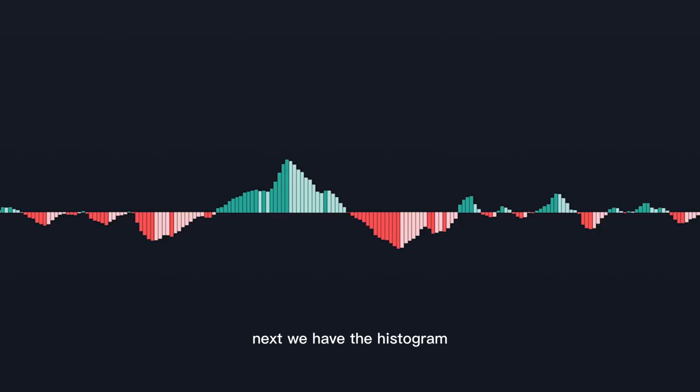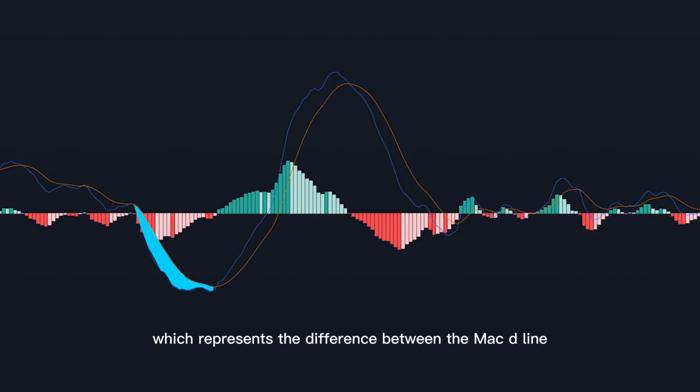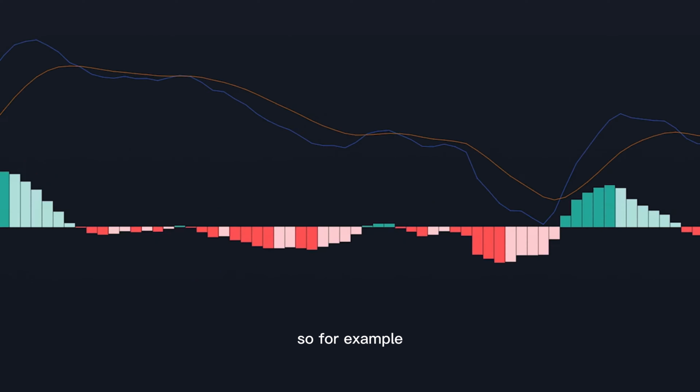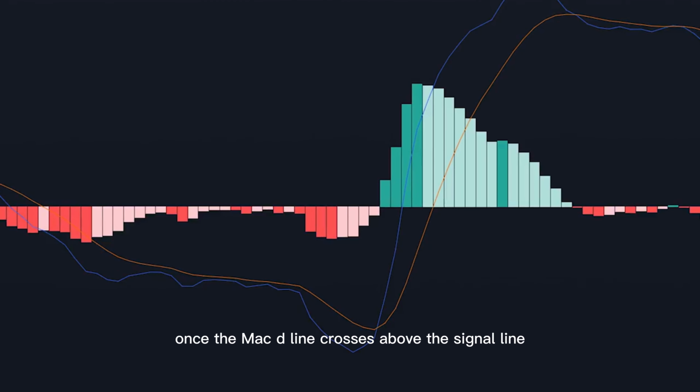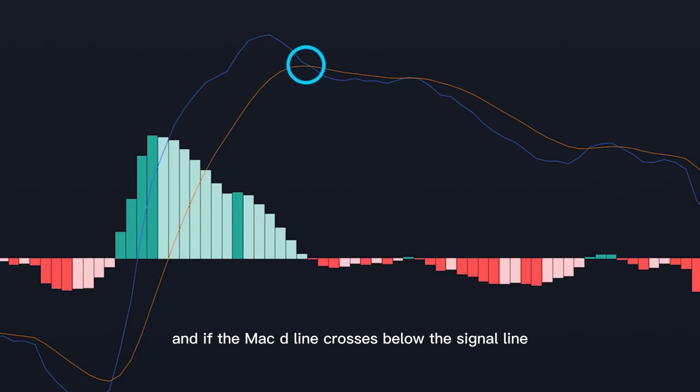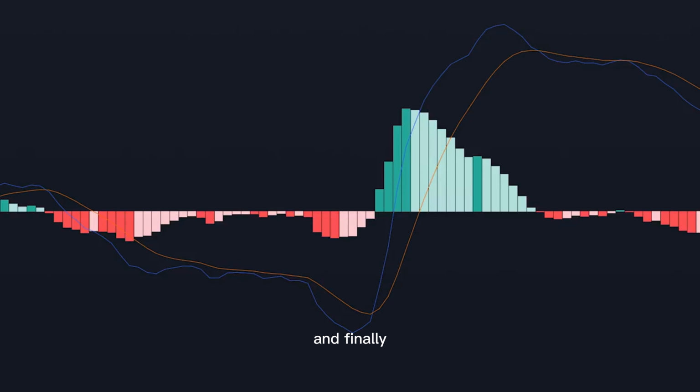Next, we have the histogram, which represents the difference between the MACD line and the signal line. So, for example, the smaller the space between the two lines, the smaller the histogram gets. The bigger the space, the bigger it gets. You can also see once the MACD line crosses above the signal line, the histogram turns green, and if the MACD line crosses below the signal line, it turns red. And finally, we have the zero line, which basically represents the center of the MACD indicator.